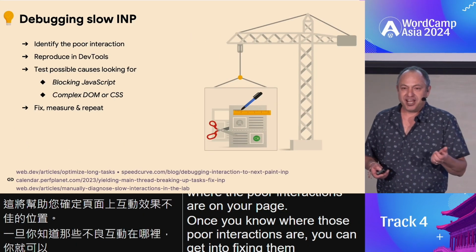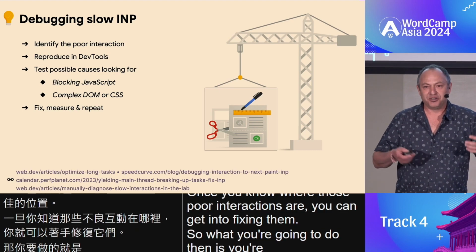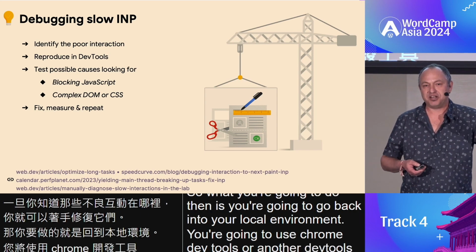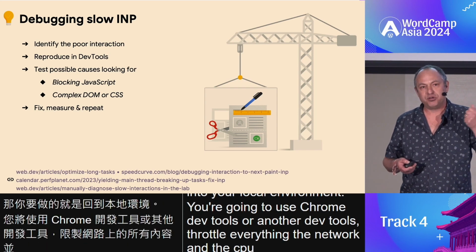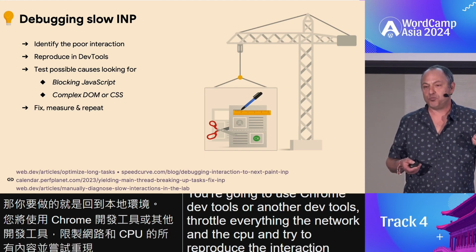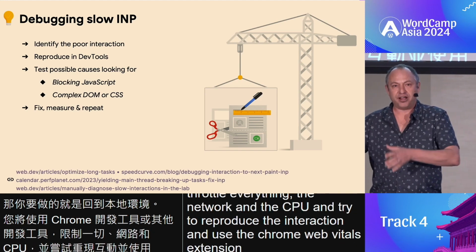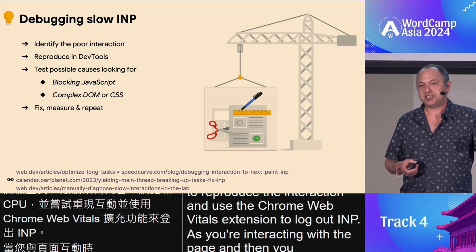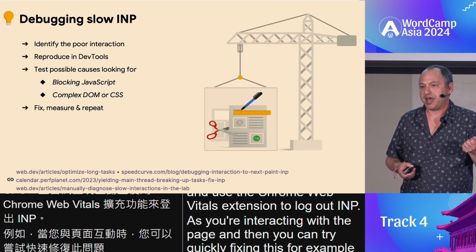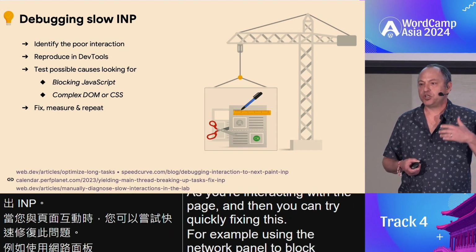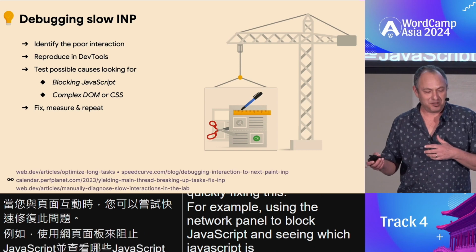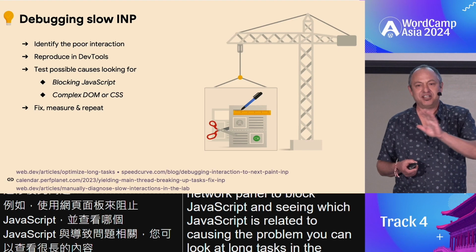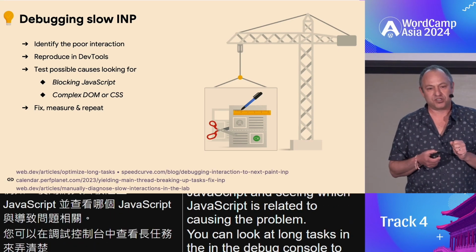So what you're going to do then is you're going to go back into your local environment. You're going to use Chrome DevTools or another DevTools, throttle everything, the network and the CPU, and try to reproduce the interaction. And use the Chrome Web Vitals extension to log out INP as you're interacting with the page. And then you can try quickly fixing this. For example, using the network panel to block JavaScript and seeing which JavaScript is related to causing the problem. You can look at long tasks in the debug console to figure out exactly which JavaScript is causing the issues.